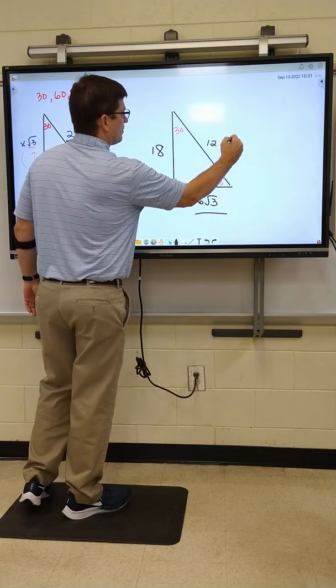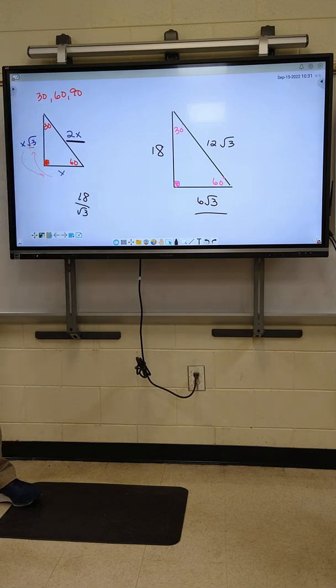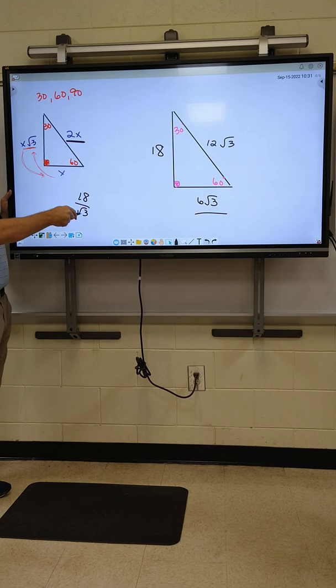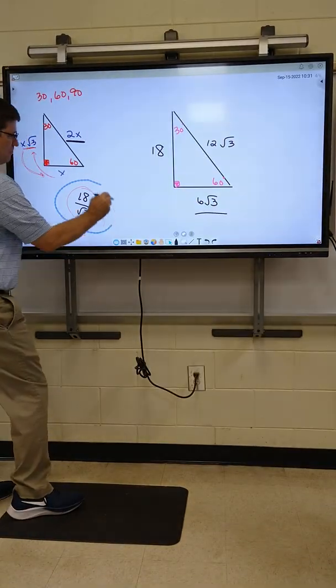Wait, what? I'm confused. Okay? You see how I found 6 root 3? When I go from here to here, the formula tells me to times by root 3, but I went from this side to this side. So I divided by root 3, put it in your calculator, it'll give you 6 root 3.